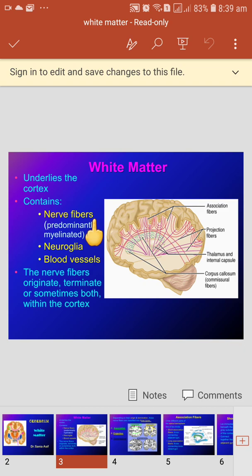Today we will discuss the white matter of the cerebrum. White matter lies under the cortex and contains nerve fibers, predominantly myelinated, neuroglia, which are the supporting cells, and blood vessels for the nutrition. The nerve fibers originate, terminate, or sometimes both within the cortex. You can see all these fibers within the white matter.